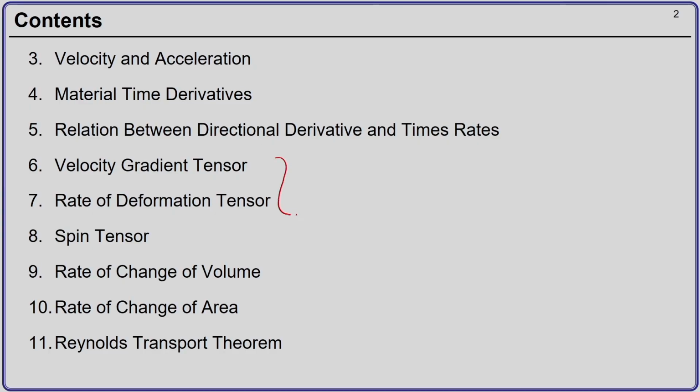So, today we are going to start the topics of velocity gradient, rate of deformation tensor, spin tensor, and then we will calculate the rate of change of volume as well as area. And finally, we will see one of the important theorems called the Reynolds transport theorem.